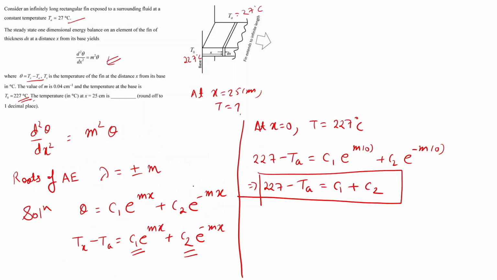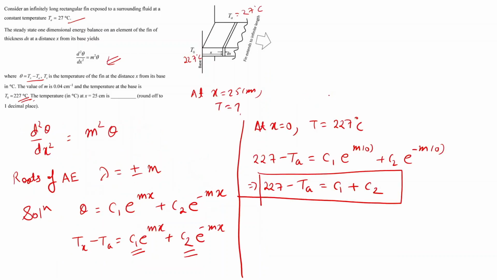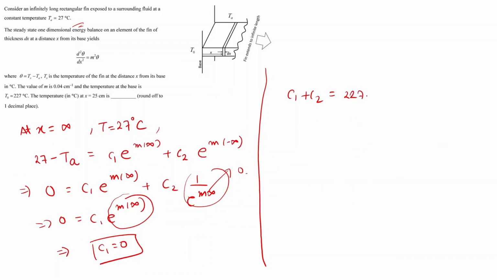And from the earlier equation, we had C1 plus C2 is equal to 227 minus Ta. So we'll put C1 equal to 0 over here. C1 plus C2 was equal to 227 minus Ta. So C2 is equal to 227 minus, we also have the value of Ta, that is 27. So C2 will become 200.